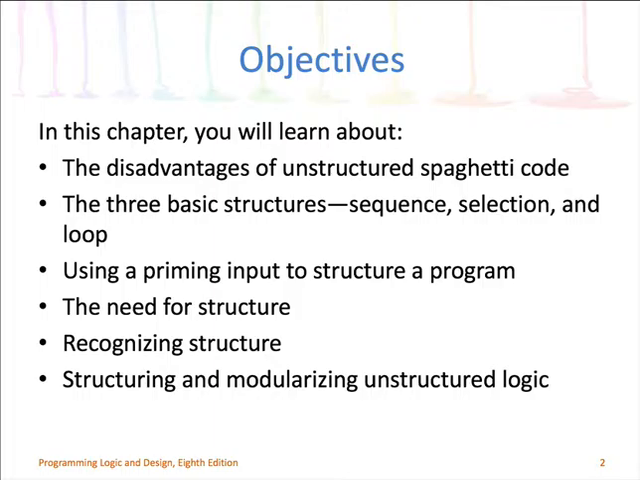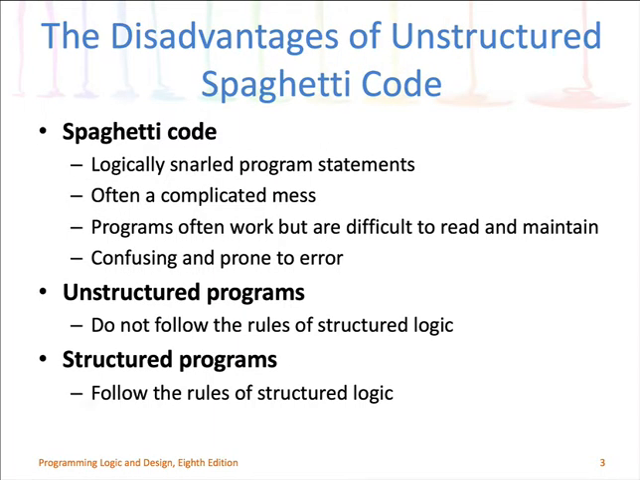We'll talk about three basic structures from which any program could be written. That is sequence structures, selection structures, and looping structures. We'll talk about what priming input is and why sometimes you need it to keep your program structured. We'll talk about why we need structure. We'll talk about recognizing a structured or unstructured program. And we'll talk about how we take something that is unstructured and convert it to a structured program.